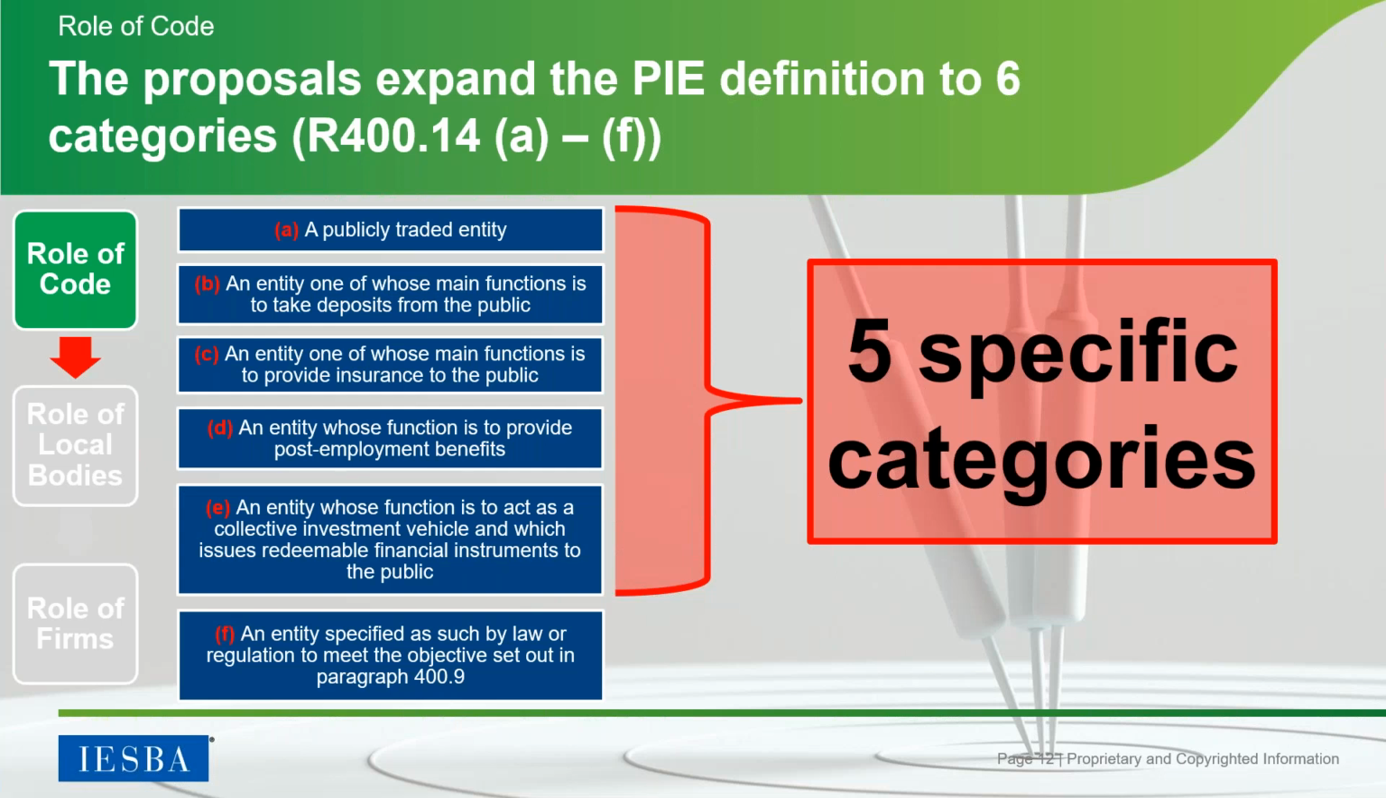So the proposals expand the definition to 6 categories, one of which is merely an entity specified as such by law or regulation. So in other words, picking up the current extant code. But the 5 specific categories are set out here. So a publicly traded entity, an entity one of whose main functions is to take deposits from the public, an entity one of whose main functions is to provide insurance to the public, an entity whose function is to provide post-employment benefits, or an entity whose function is to act as a collective investment vehicle which issues redeemable financial instruments to the public.